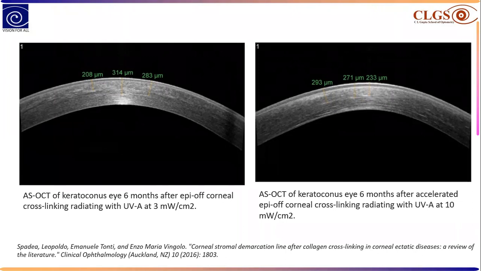So all the peripheral ectatic diseases like keratoglobus or PMCD normally have very poor prognosis in terms of any surgical procedure. So that is the way.